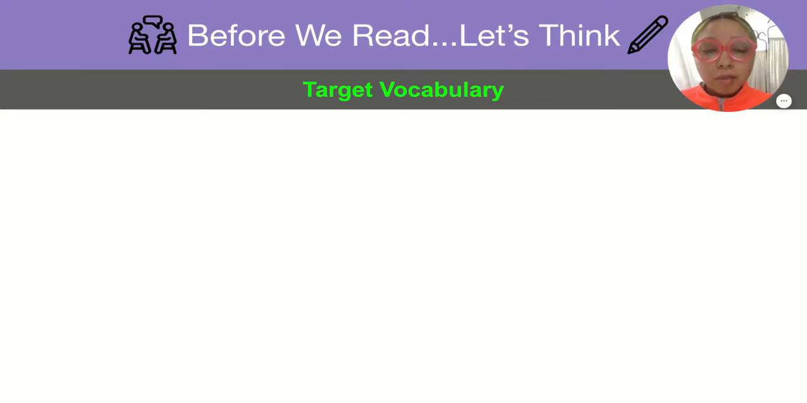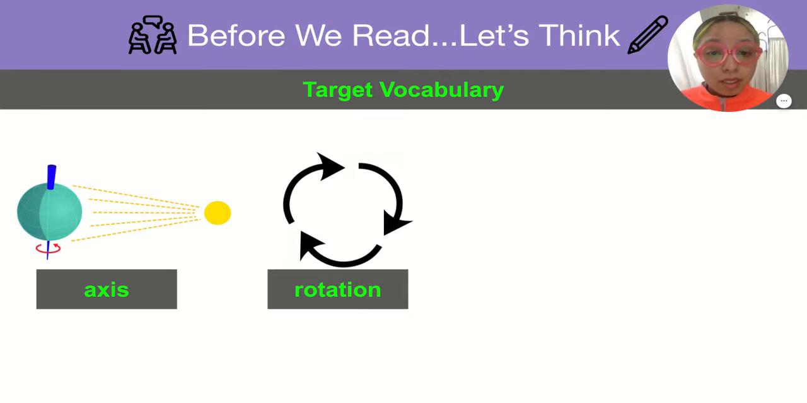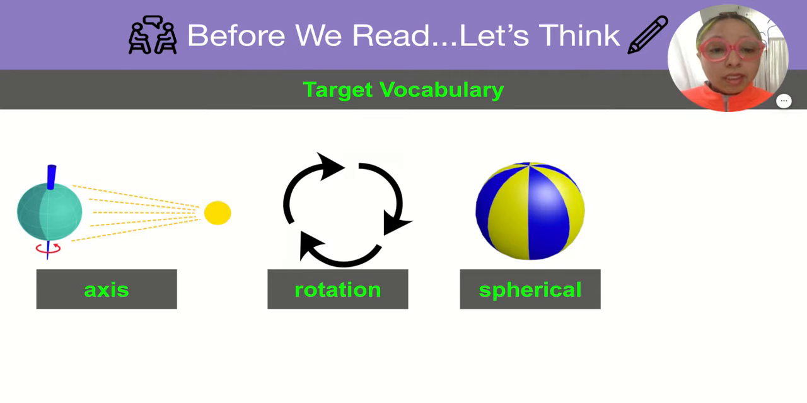Here is some target vocabulary we will see as we are reading. Axis. This is the imaginary line around which a certain body mass, in this example, the Earth, rotates around. Rotation. This is the movement of an object that goes around and around like in a circle. Spherical. This is a three-dimensional shape like a ball, and in this case, the Earth. It's not flat like a circle.